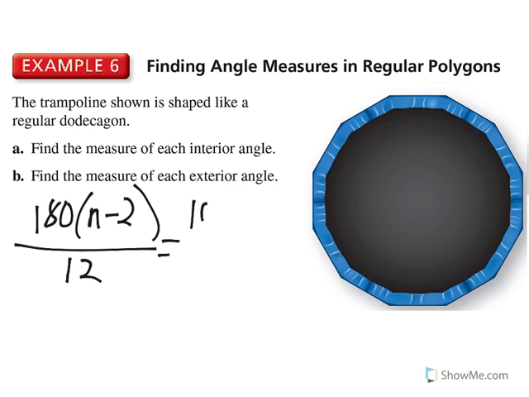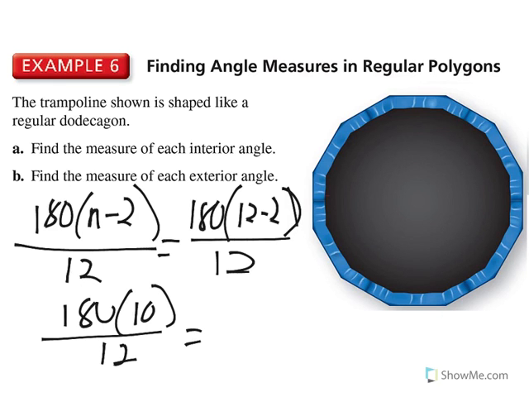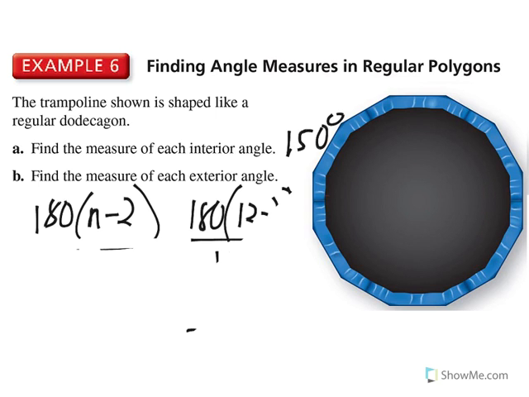Okay, so I'm just going to sub in there. Instead of n, I should have 12. And then I'm going to end up dividing it by 12. So here I have 180 times 10 divided by 12. If I keep going and I solve this out, I end up getting 150. Again, I do my same formula to find out how many degree measures there are inside total, which is 180 times n minus 2, and then I divide it by my number of angles, which in this case is 12 angles.